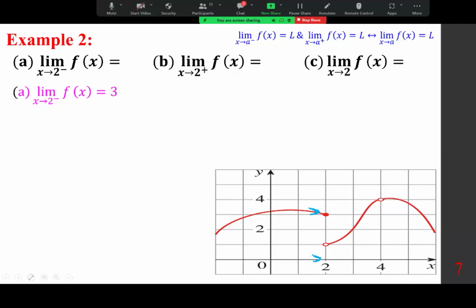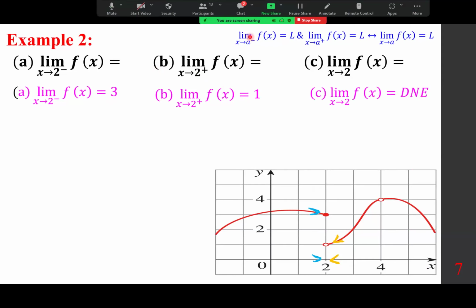But from the right side of number 2, we are moving this way. So from the right side of 2 puts us in this branch of the function. We are moving towards this hole. Remember, we never get there, so it's not important whether it's a hole or not. The fact of the matter is we're talking about the limit. So this point has a y coordinate 1. Are these two identical? No. This limit, D and E, does not exist, because the one-sided limits are not identical.